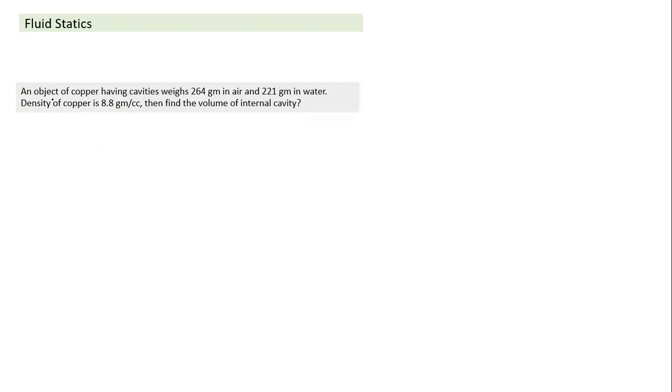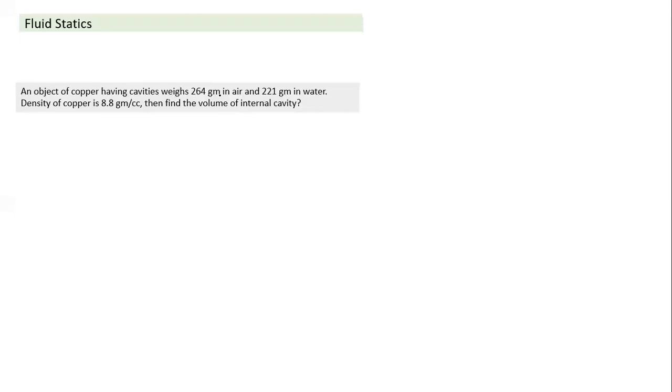And one more important one: an object of copper. This is the kind of observation which led to Archimedes' principle. He observed something similar. An object of copper having a cavity weighs 264 grams in air and 220 grams in water.